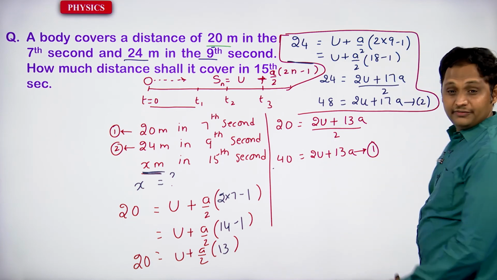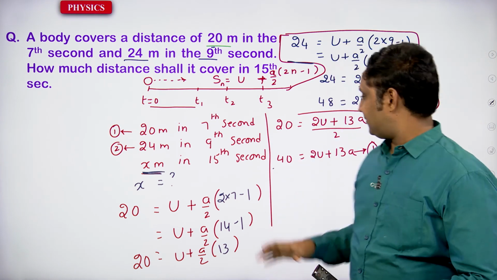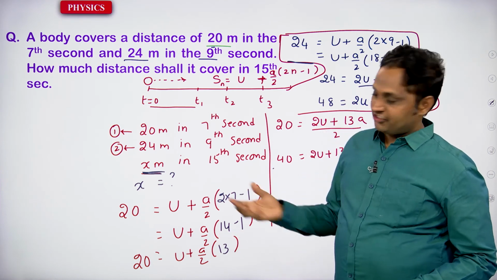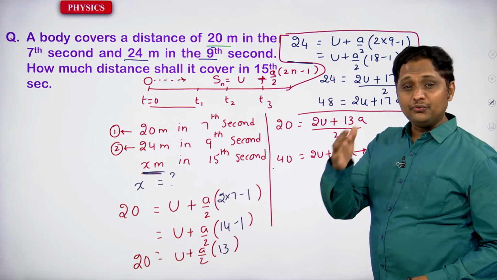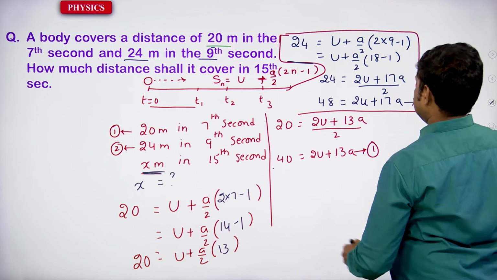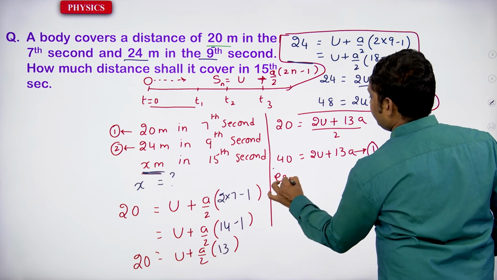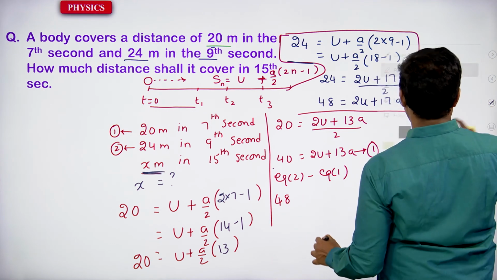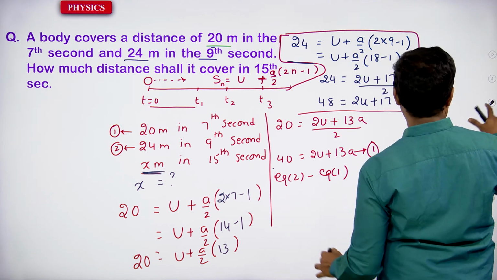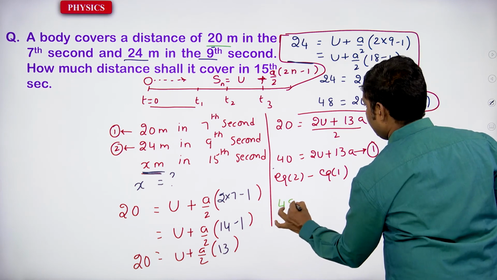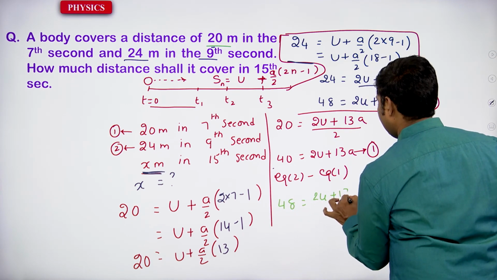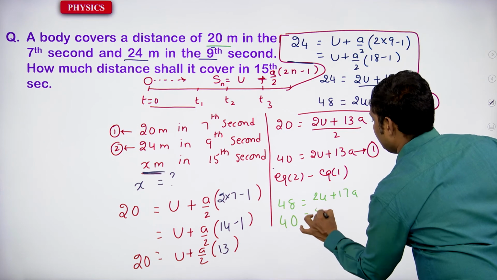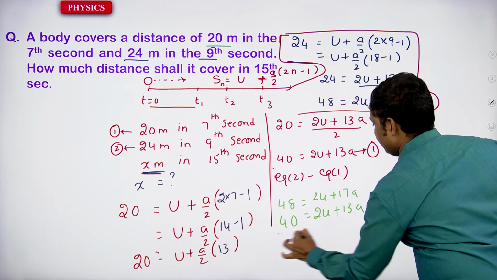Okay, while you are solving these equations, just you should take more number of steps, that is what you will get the correct answer. Instead of any mistake, just you have to follow more number of steps, it is better. Okay, we have taken this one, right. Equation 2 minus equation 1. So, 48 is equal to 2u plus 17a. All right. Therefore, you will get that 40 is equal to 2u plus 13a.